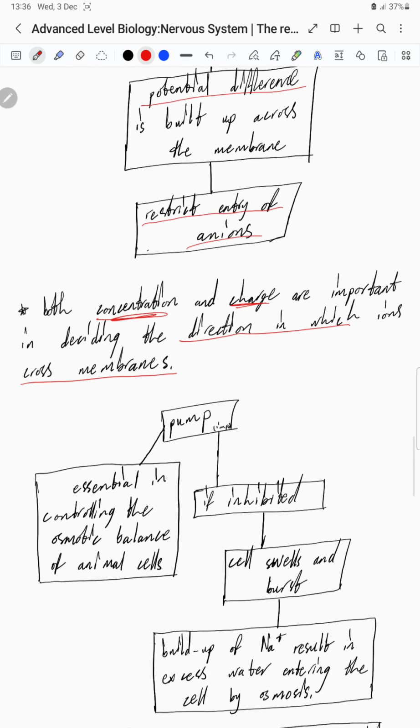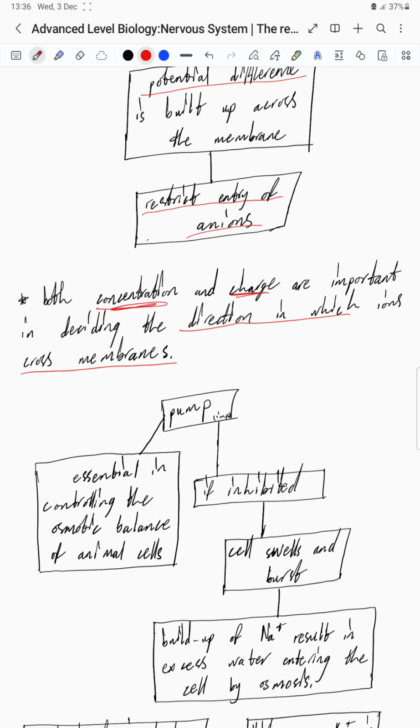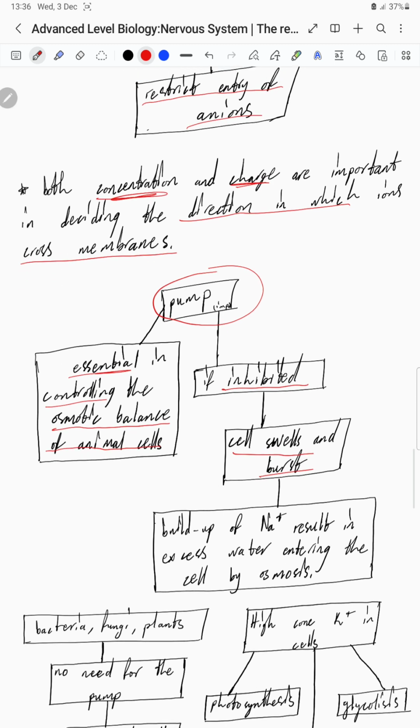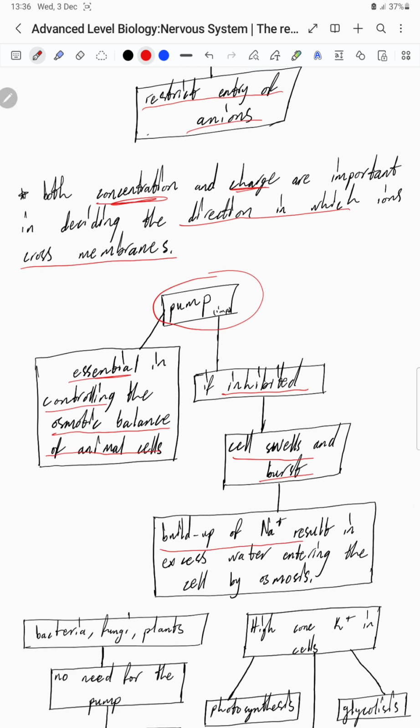Okay, so let's look into the importance of the pump. The pump is essential in controlling the osmotic balance of animal cells, and also looking into the dangers of inhibiting the pump. The cell swells and it bursts. This is because of the buildup of the sodium ions, resulting in excess water entering the cell by osmosis.